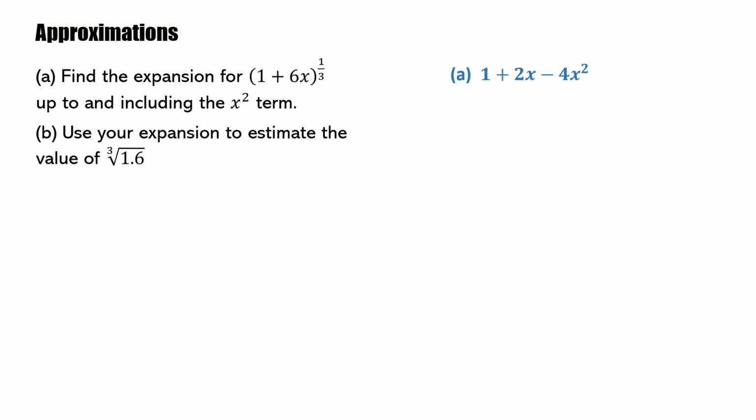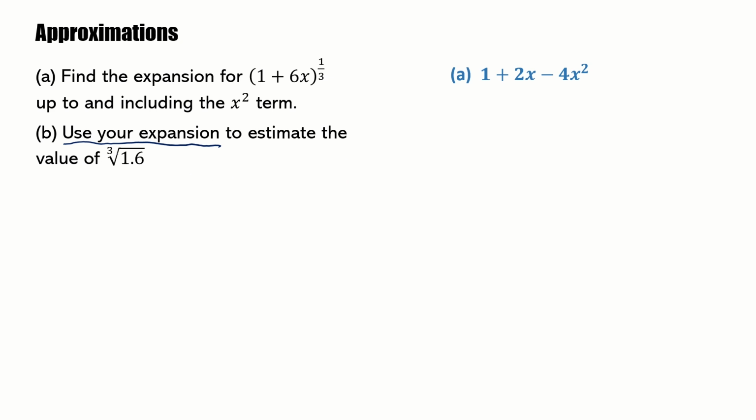Anyway, the bit we're interested in now is part B, because part B says use your expansion to estimate the value of the cube root of 1.6. Key things there are they tell you that you have to use your expansion. Therefore, if you just plug in 1.6 and cube root it on your calculator, you'll get no marks, because they want you to use your expansion that you found in part A. So, how are we going to do that?